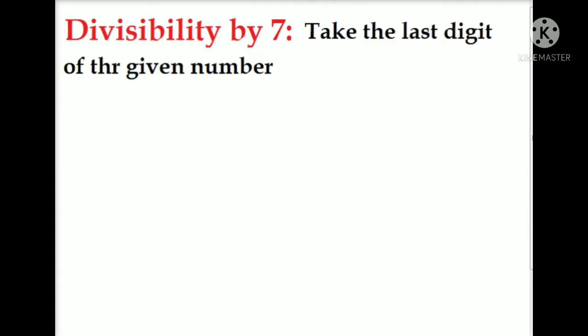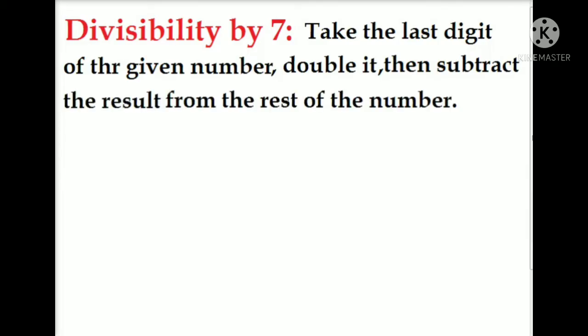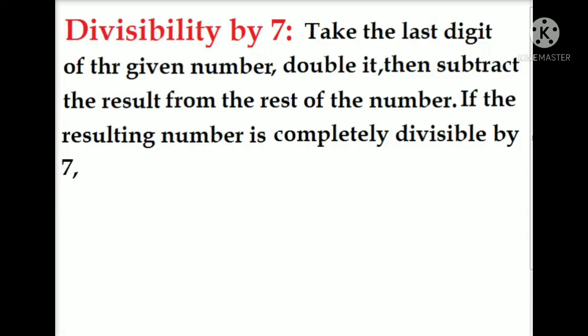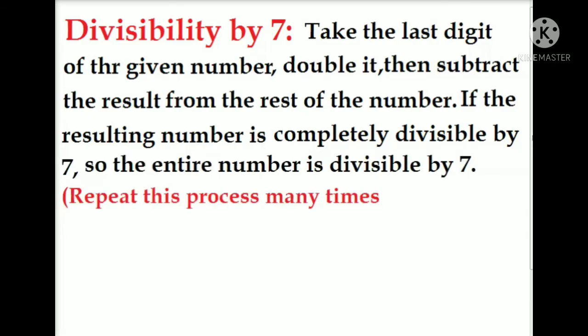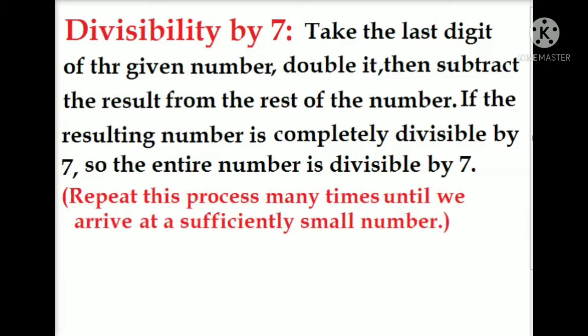Let's understand divisibility of a number by 7. For this, take the last digit of the given number, double it, then subtract the result from the rest of the number. If the resulting number is completely divisible by 7, then the entire number is divisible by 7. Repeat this process many times until we arrive at a sufficiently small number.